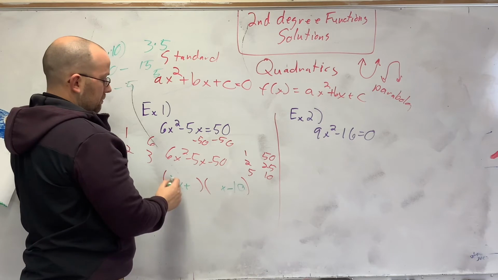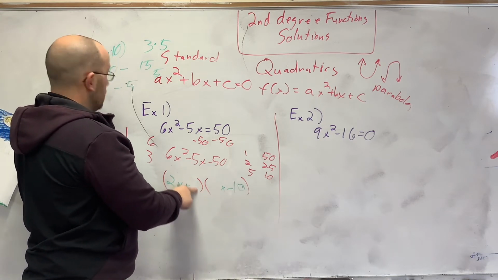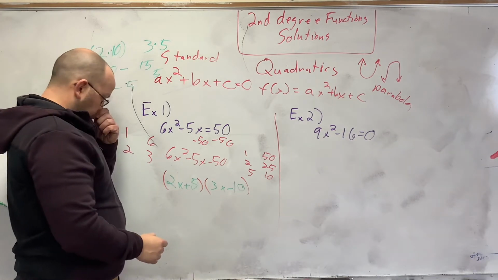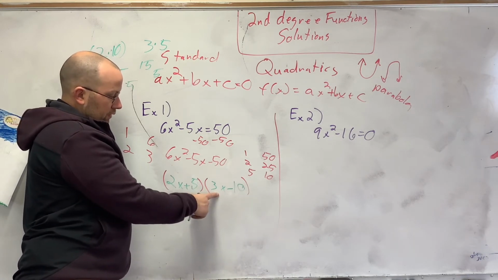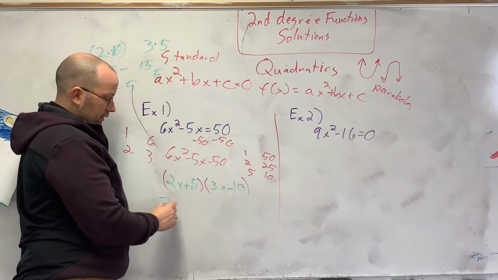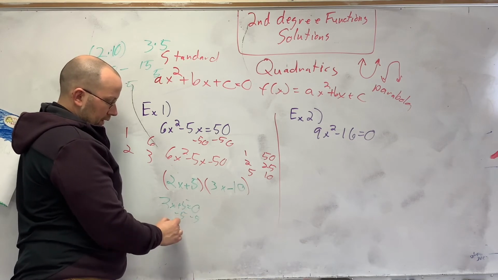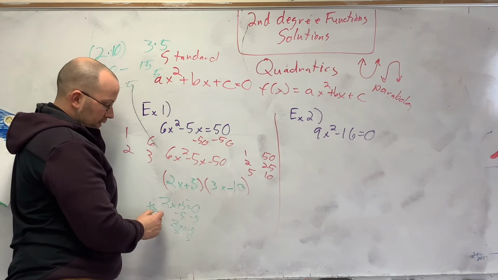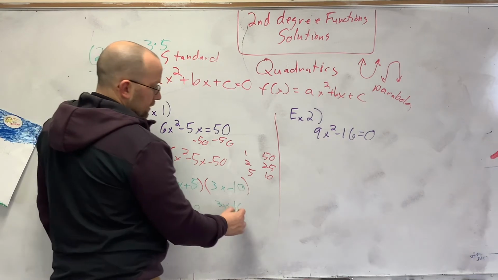So make that 10, make that 2, make that 3, make that 5. That gives me 6x squared minus 15x minus 20, which gives us our answer. So there you go. There are other ways to do it. You can complete the square if you want. You could do the quadratic formula, but we're about to do that in a second.